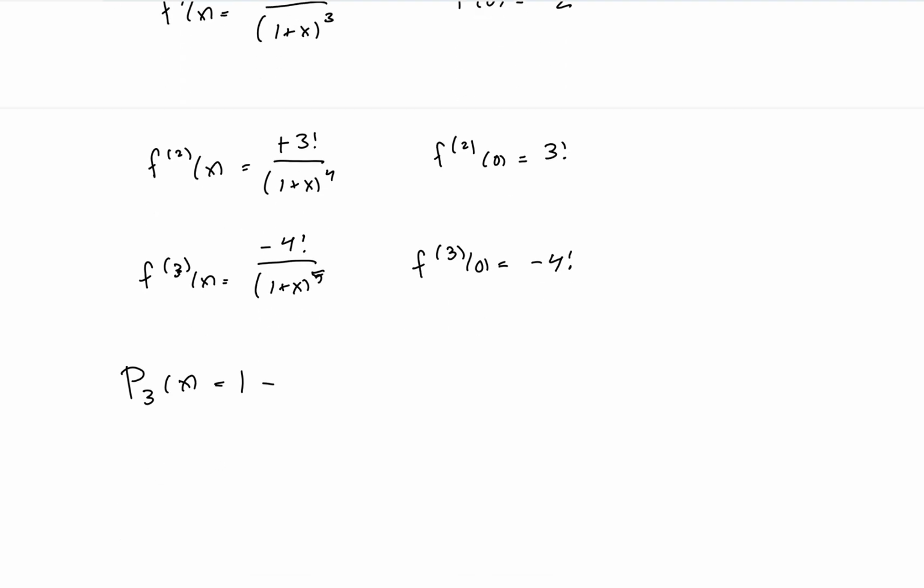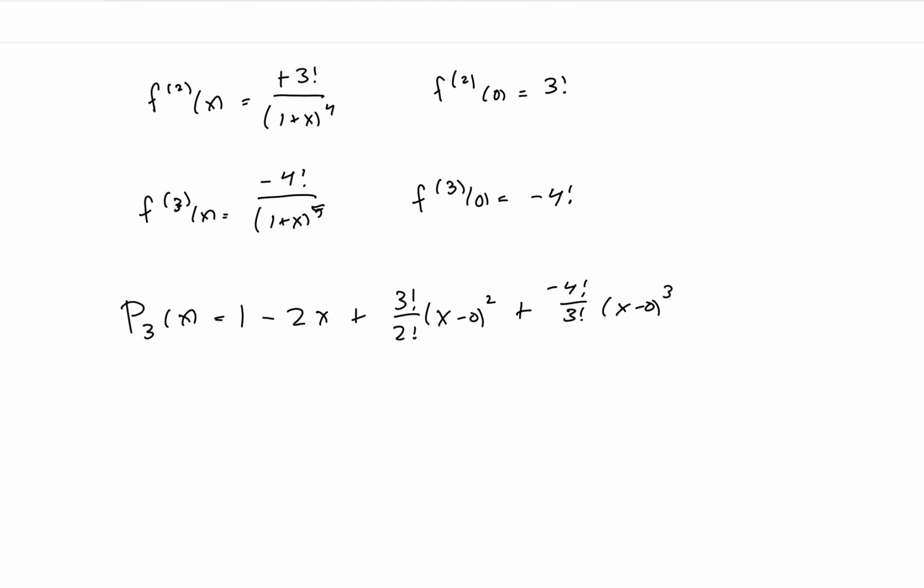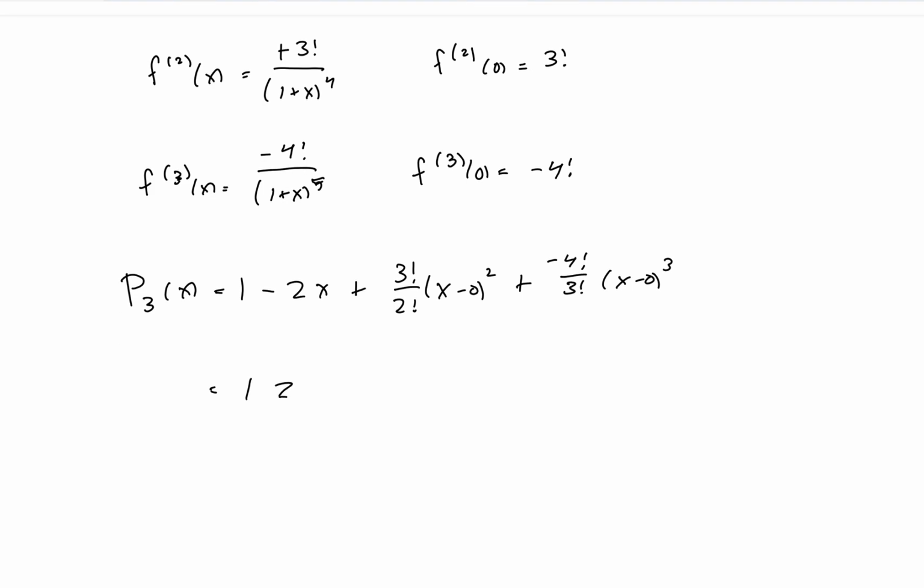then we had the negative 2, so it's going to be negative 2x plus, and then I have 3 factorial over 2 factorial, x minus 0 squared, plus negative 4 factorial over 3 factorial, x minus 0 cubed. So this is 1 minus 2x. Now 3 factorial over 2 factorial, this is 3 times 2 times 1 over 2 times 1. So this is just 3, or 3x squared, and I'm going to have minus 4x cubed.